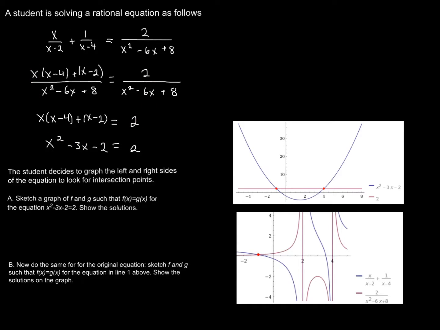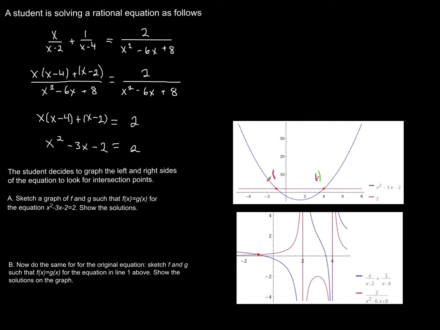And what we did, if you remember, is when we finished simplifying, we got x squared minus 3x minus 2 equals 2, and we used Wolfram Alpha to solve this equation. So we graphed the quadratic, we graphed the constant function 2, and we found that they intersect at -1 and 4. Okay? And so we said, okay, that's great. Maybe those are our solutions.